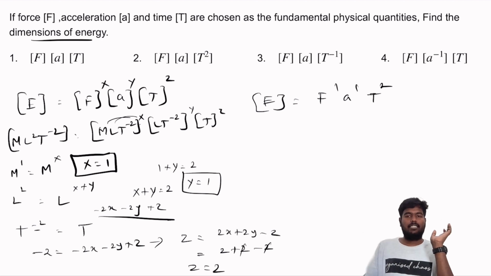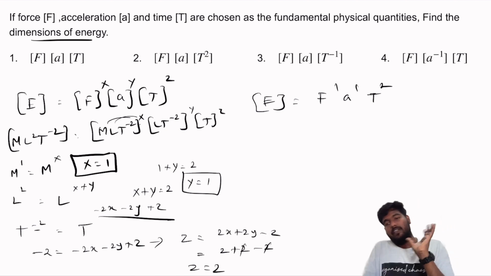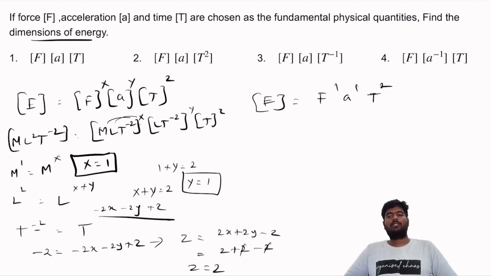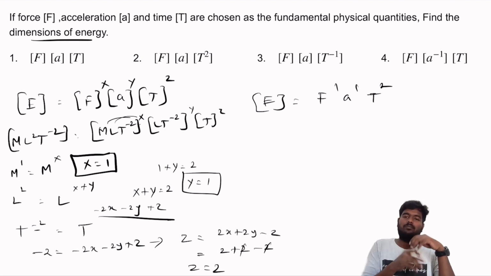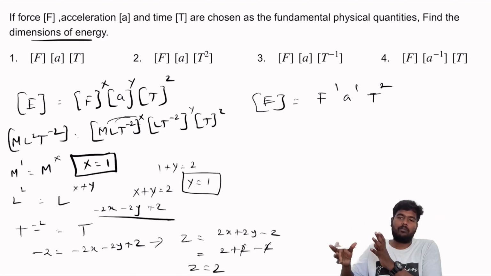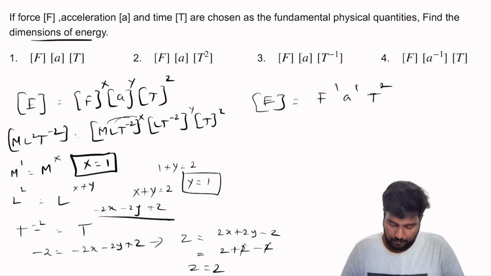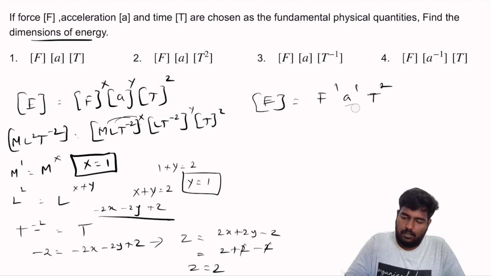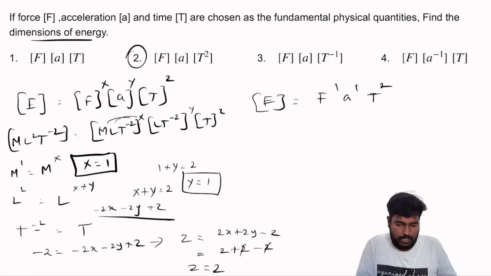So what we have done here is we took the dimension of energy on this side. We want to equate that with some combination of force, acceleration, and time from this side. Mathematically, we equate the powers of mass, length, and time, because of homogeneity: the dimensions raised to the power of mass should be the same on this side. So this is one way you can do it. So F A T power 2. I think 2 is the right answer.